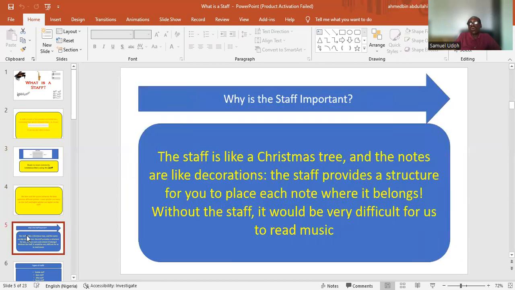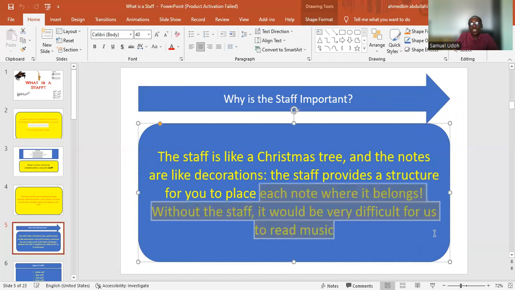So why is the staff important in music? The reason the staff is important is that the staff is actually like a Christmas tree, and the notes are like decorations. A Christmas tree is useless without the bells and other things on the tree. So the staff provides a structure whereby you can place each note where it belongs.